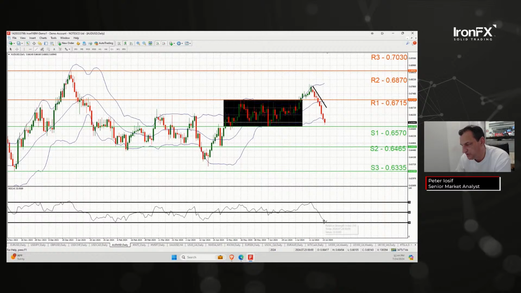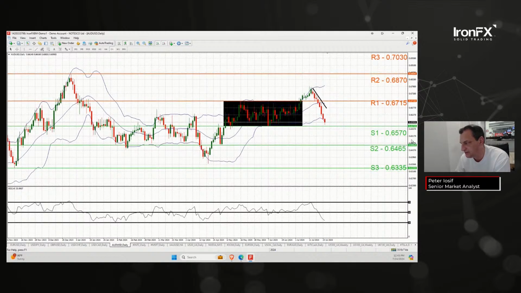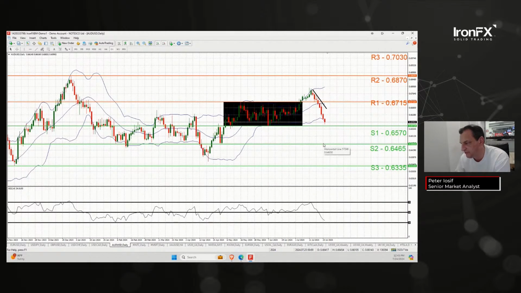At the same time, we note that the RSI indicator has followed the same steep drop lower and is nearing the reading of 30, implying a strong bearish sentiment on behalf of the market for the pair. Should the bears maintain control, I wouldn't be surprised to see the pair breaking the 0.6570, and we set the next possible target for the bears at the 0.6465 right here.